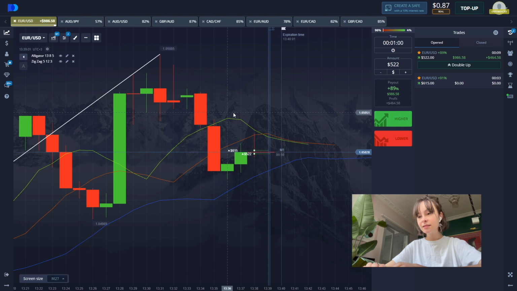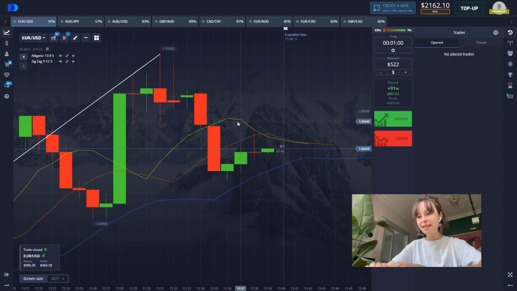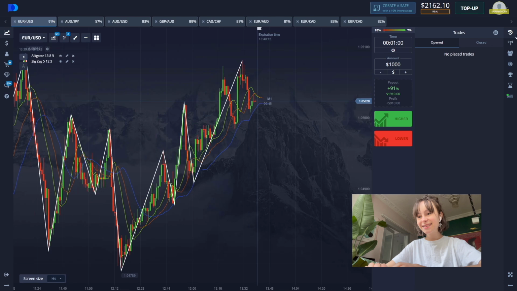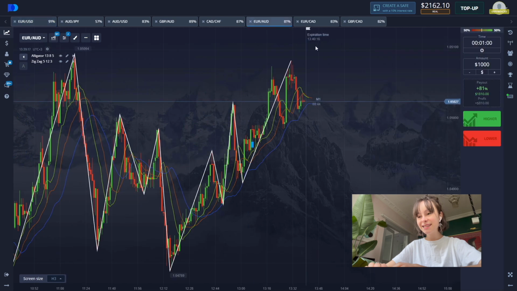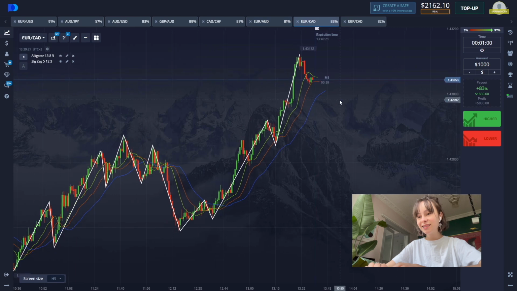Last seconds till the end. The first deal is profitable, guys. The second one is profitable as well. So let's change the sum of the deal and continue trading. Pick the next currency pair.